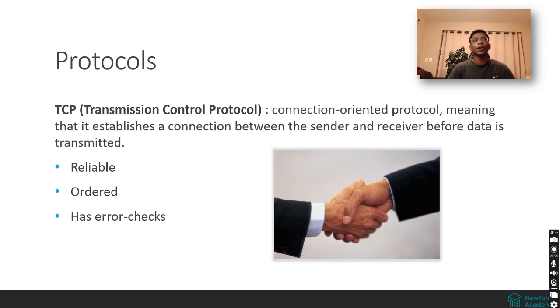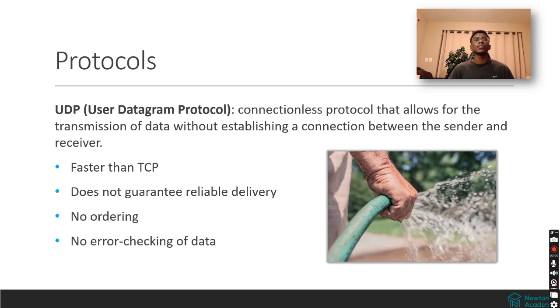Another type of protocol is TCP. This stands for Transmission Control Protocol. It is a connection-oriented protocol, meaning that first, before data is sent over the network, a connection first needs to be established between the sender and the receiver. This makes the data transmission reliable, ordered, and it has error checks in order to make sure that data is sent and received properly. In contrast to TCP, we have UDP, which is User Datagram Protocol.